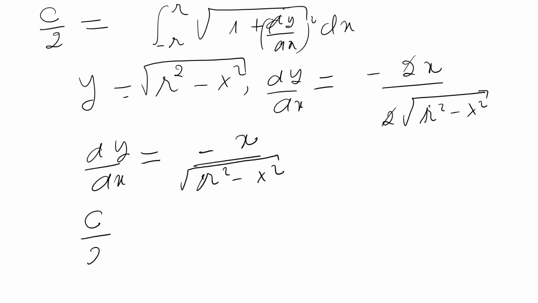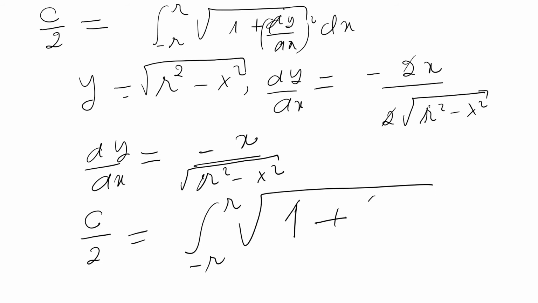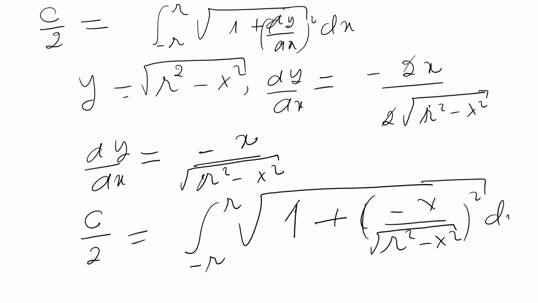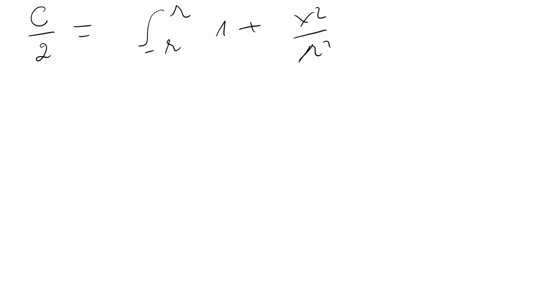So C over 2 is equal to the integral from negative r up to r of the square root of 1 plus (negative x over the square root of r squared minus x squared) squared, dx. C over 2 is equal to the integral from negative r up to r of the square root of 1 plus x squared over r squared minus x squared, dx.